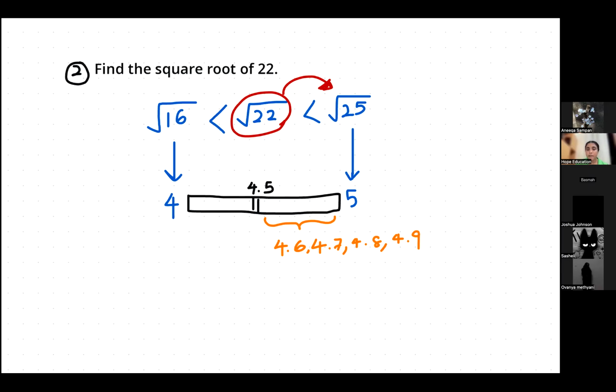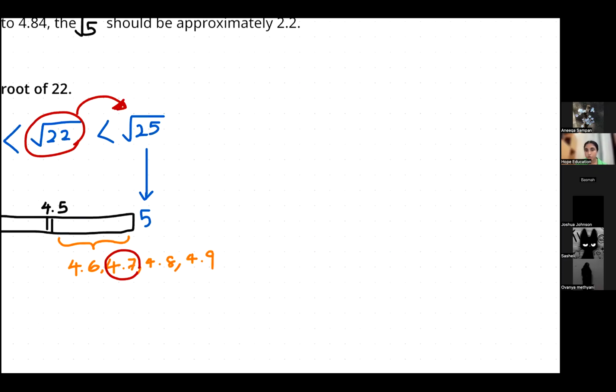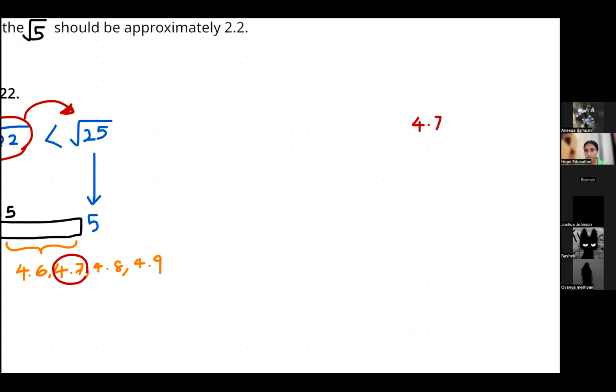මම නිකන් randomly මැදින් වගේ අරගෙන බලන්නම්. I'm going to check 4.7. Let's see. මම පැත්තෙන් multiplication එක කරනවා. 4.7 multiplied by 4.7. 7 times 7 is 49, 4 remaining.